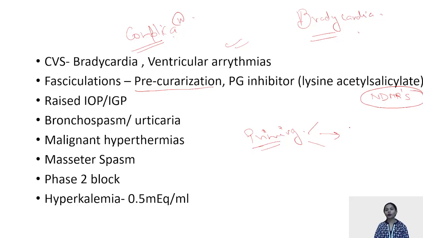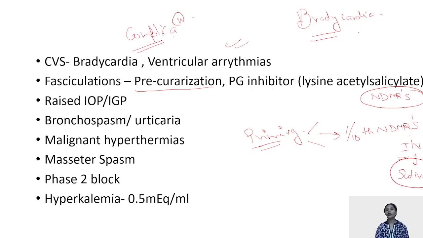So what we do is we give 1/10 of the dose of NDMRs, and then after giving this dose, we give the IV anesthetic agent followed by scolin. This helps to decrease the fasciculations which are produced by scolin.